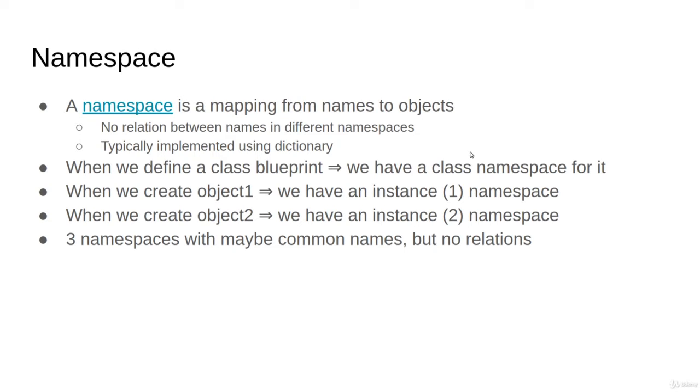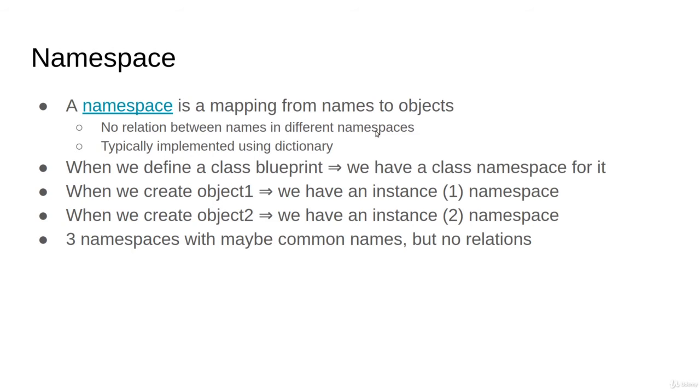When we have multiple namespaces, there is no relation between them. So this namespace might have the variable x and this namespace has a variable x, and both of them are assigned to different things. And so far the namespaces are implemented using a dictionary. When you define a class blueprint, you have a namespace for the class. When you define object 1, it will have its own namespace. If you define object 2, it will also have its own namespace. So these are three namespaces, and there could be even names common between them, but they are different things.